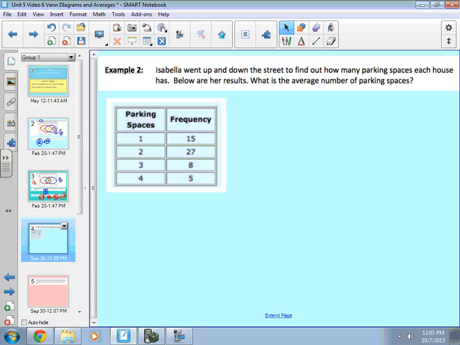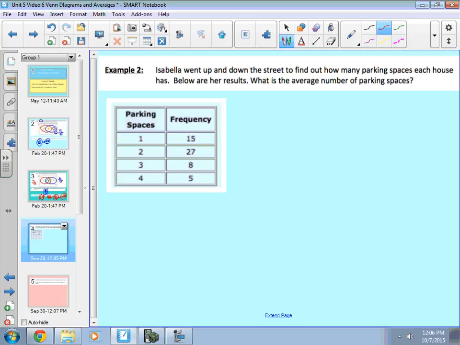This next example gives us a frequency chart. We should also be able to answer questions using that. And we're going to be looking at, here it looks like average. So it says Isabella went up and down the street to find out how many parking spaces each house has. Below are her results. What is the average number of parking spaces? Okay, so when we talk average, you are looking at adding up all the numbers and then dividing it by how many there are. That's how you find average.